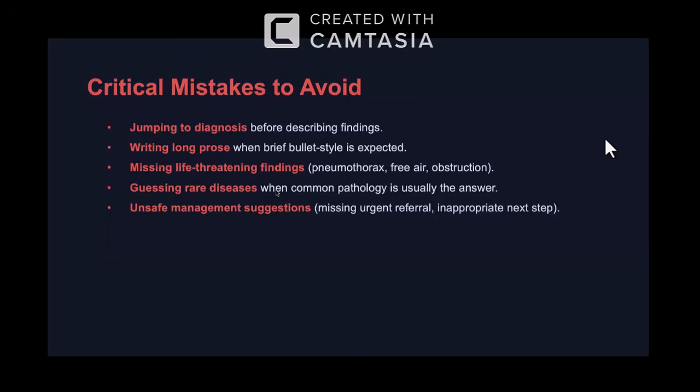Do not guess rare diseases in the exam, when the most common pathologies are usually the answer, or usually the common pathologies were given in the exam. Also avoid unsafe management suggestions, especially missing urgent referrals. If there is a case of an aortic dissection in the radiograph, you are supposed to refer this case urgently to the vascular surgeon. And avoid inappropriate next steps, such as suggesting a surgical plan rather than referring this case to MDT. All this will not give you good marks.